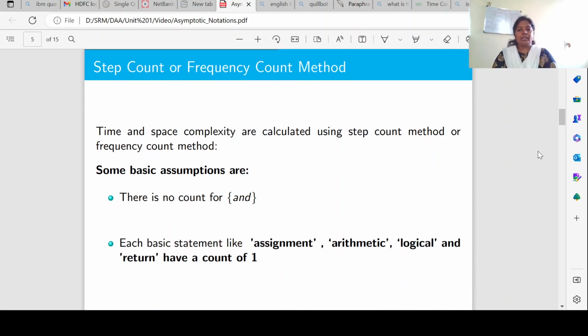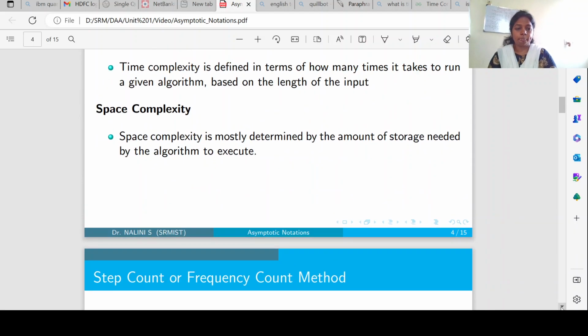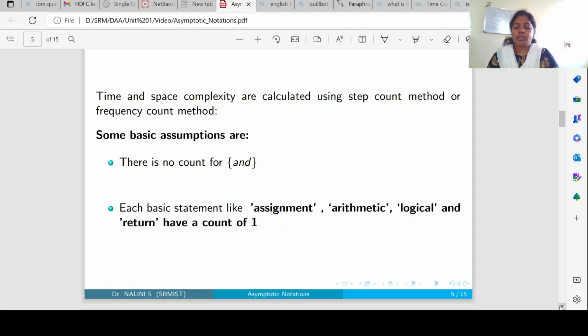To calculate time and space complexity, we have a method called the step count or frequency count method. Using this method, you can calculate time as well as space complexity, right? We have some assumptions for calculating step count. Usually each line of code must be considered to calculate the time as well as space complexity. So the basic assumptions are here.